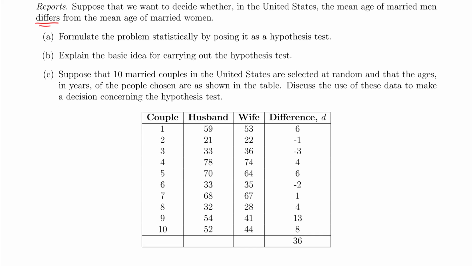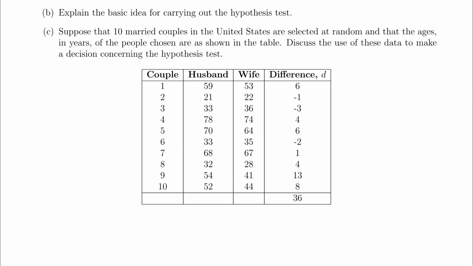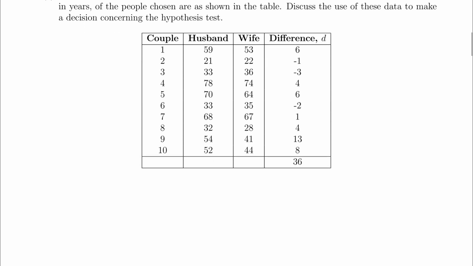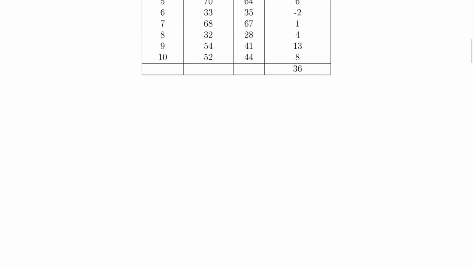That's part A. Part B, explain the basic idea for carrying out the test. And then part C, suppose that 10 married couples in the U.S. are selected at random and that the ages in years of the people chosen are shown in the table. Discuss the use of these data to make a decision concerning the hypothesis test. So first we want to answer part A, which is simply to formulate a hypothesis test.